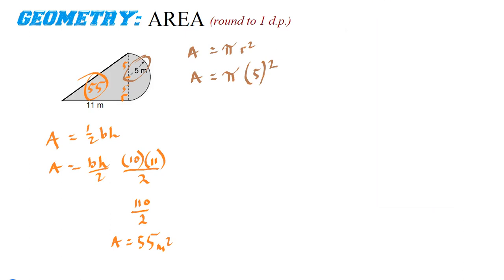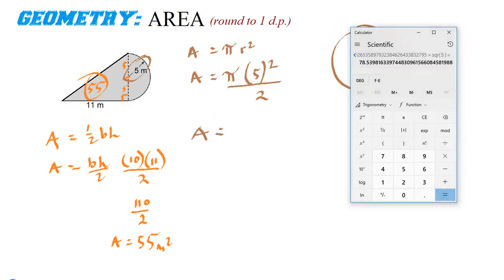Now, it's not that, because that's a full circle. It's a full circle with a radius of 5. And we don't have a full circle. We have half of a circle. So we divide that by 2. So let's go back to our calculator and divide that answer, 78.539, by 2, which will give us half of a circle. So 39.629.